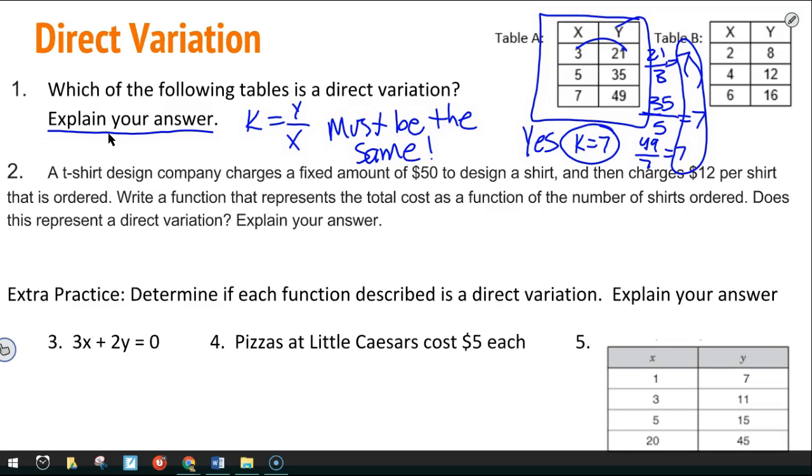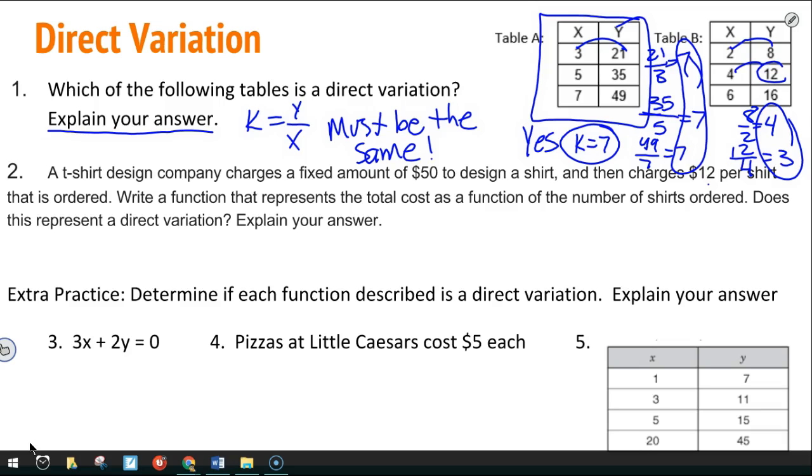Table B, if I divide y over x, I have 8 over 2, which is 4. 12 over 4 is 3. Those already don't match up. That is not a direct variation.